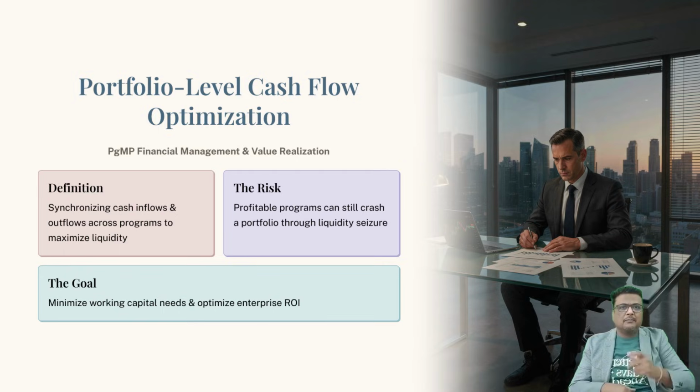Now, in very simple words, optimizing portfolio cash flow is just like managing the shared checking account for a large household, where 3 family members get paid on different days of the month. You map out exactly when everyone's paychecks arrive and when the mortgage, car payments, and grocery bills are due, so you never accidentally bounce a check or run out of cash at the grocery store checkout counter.